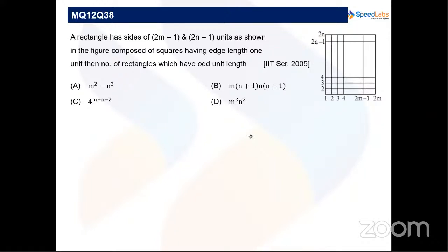So our question is, a rectangle has sides 2m minus 1 and 2n minus 1 units as shown in the figure, composed of squares having edge length 1 unit. Then the number of rectangles which have odd unit length. See how many ways you can solve it. First, theoretical ways, and the other you can go for the objective ways. Put m equals to 1 and n equals to 2. So you will be having 1 and 3.